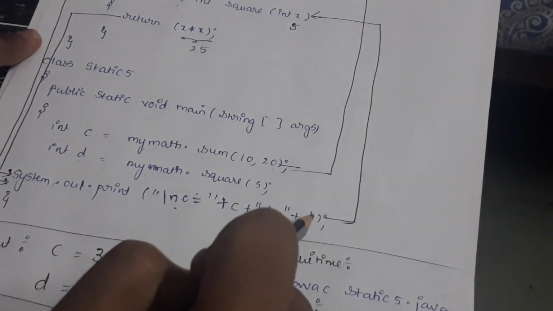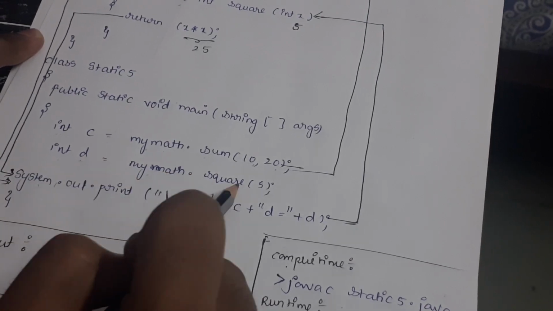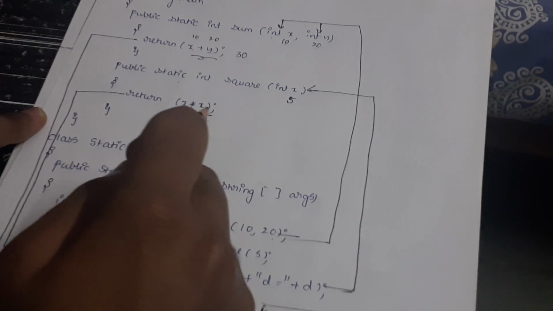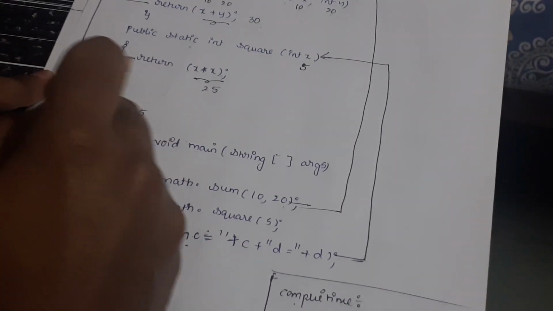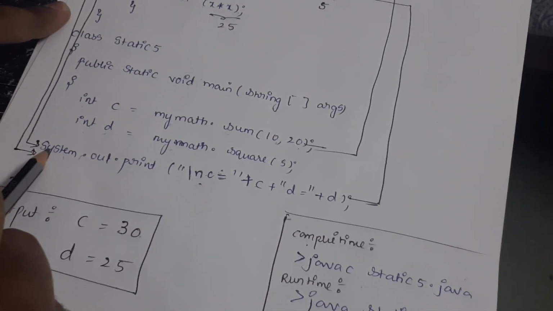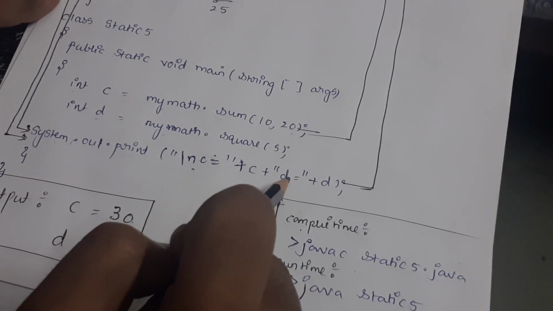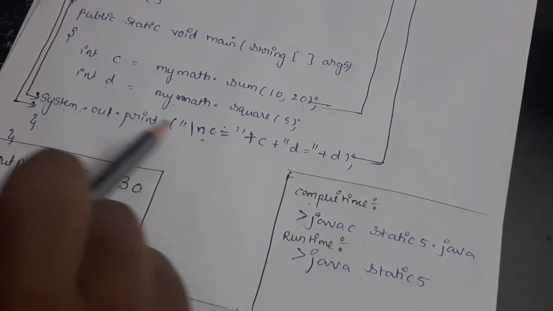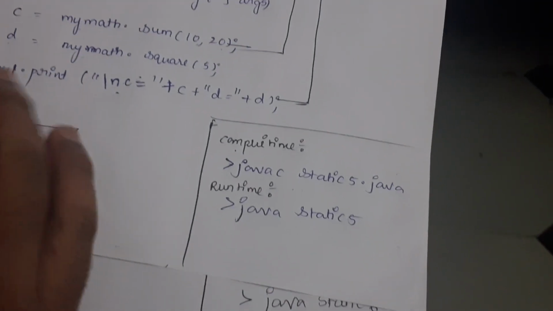In the same way, here again, int d equals MyMath.square, this value 5 will be passed over here, 5 into 5 is 25, and the cursor again moves over to this line, and you will be getting the output as 25, right? Now let's see how to compile and run this program on the system.